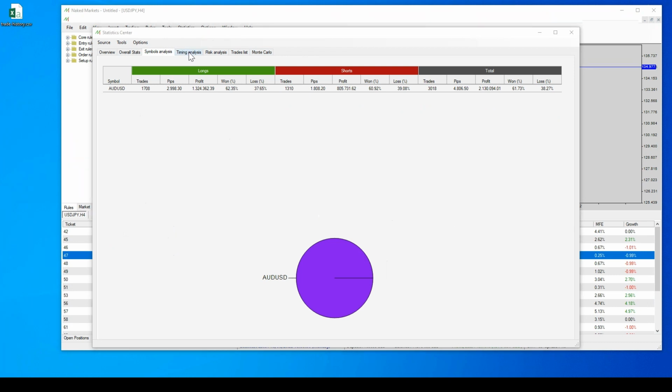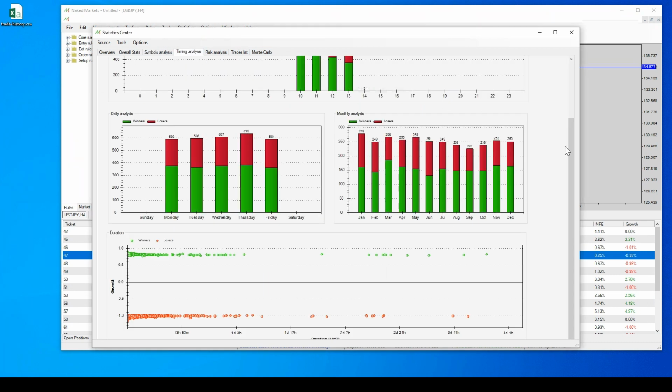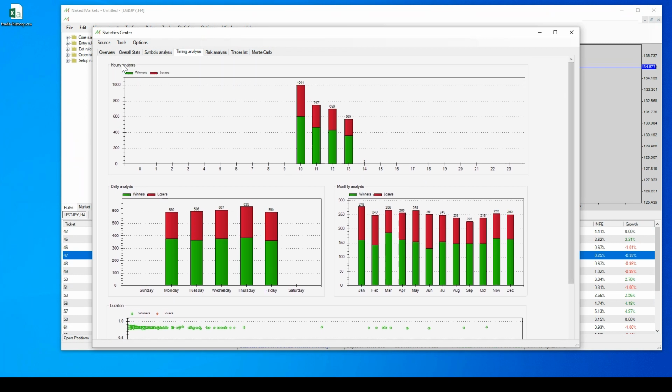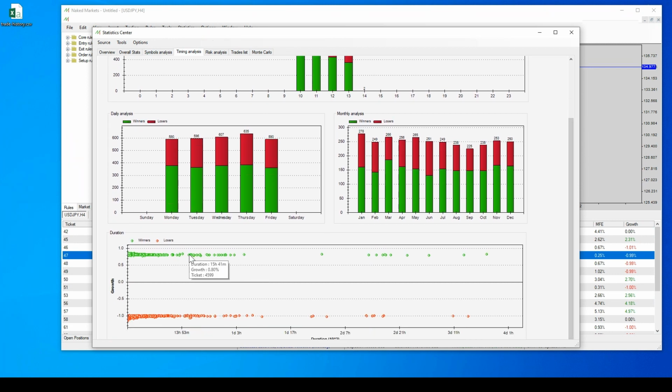The Timing Analysis tab allows you to see the past performance related to the hours of the day, the days of the week, and even the month of the year. By displaying the winners and losers trades, you can easily see if some periods of time are better than others. The duration graph shows the duration of each trade with their growth and their ticket number.